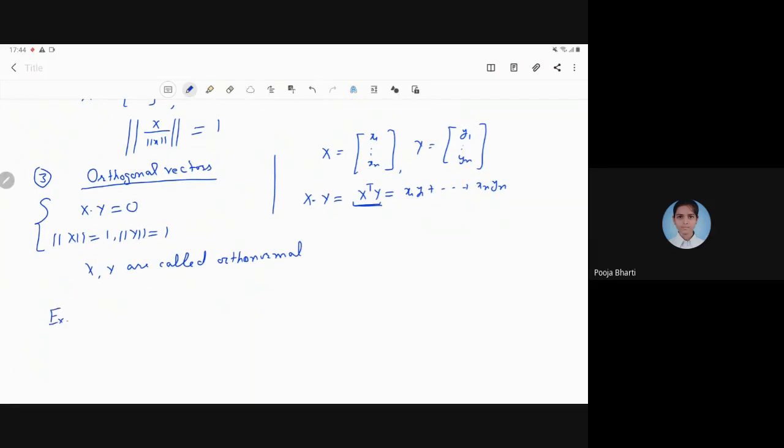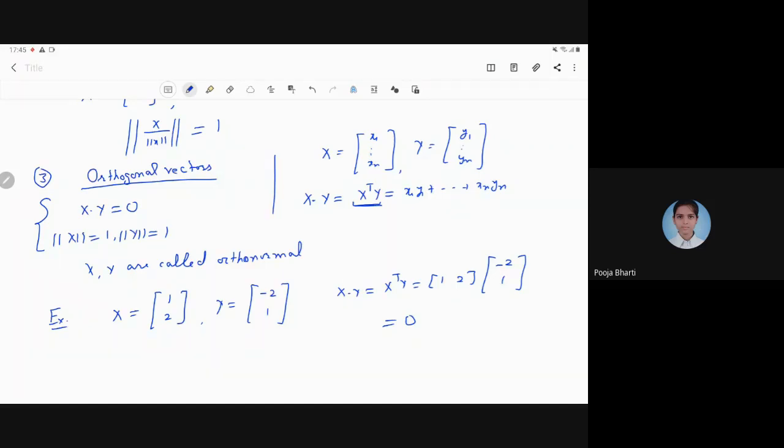See with example now. Suppose I choose X equal to (1, 2) and Y equal to (-2, 1). What is the dot product of the two? 0, because dot product means X transpose Y. What is transpose here? The row matrix (1, 2) multiplied with (-2, 1). So if you multiply, what do you get? Minus 2 plus 2. So you get 0. Correct? So these two vectors are orthogonal because their dot product is 0.